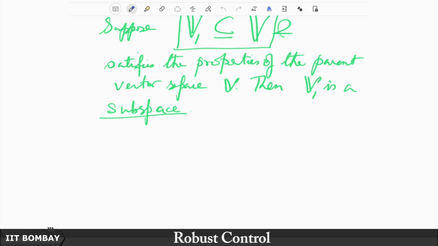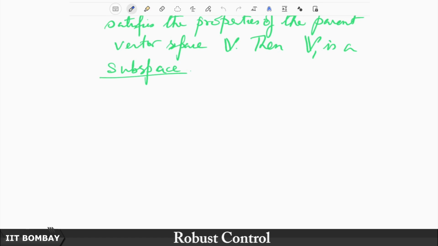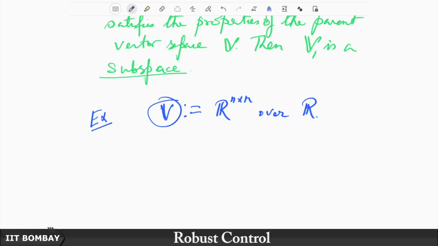So, to give you a quick example of what a vector space and its corresponding subspace could be like, we'll of course delve into much more detail on matrices. But for example, let V be a collection of all n cross n matrices over R. So V is defined in such a manner, and by V I mean this is a vector space now.